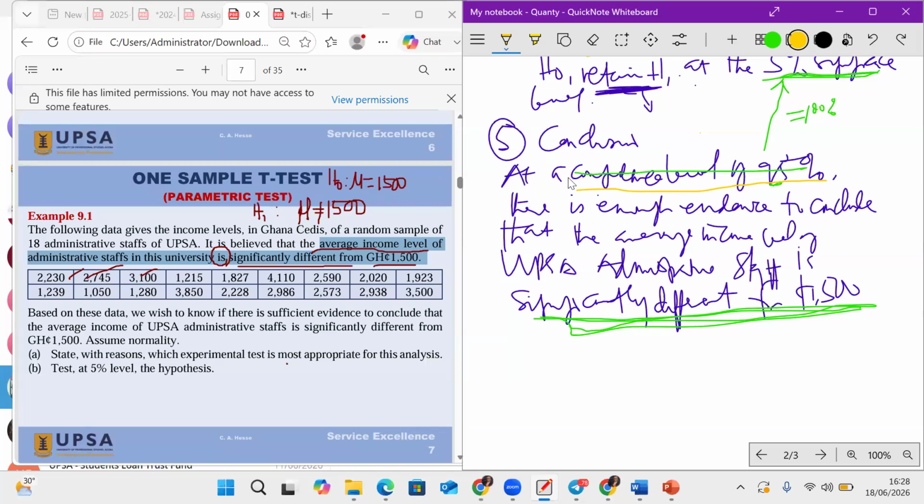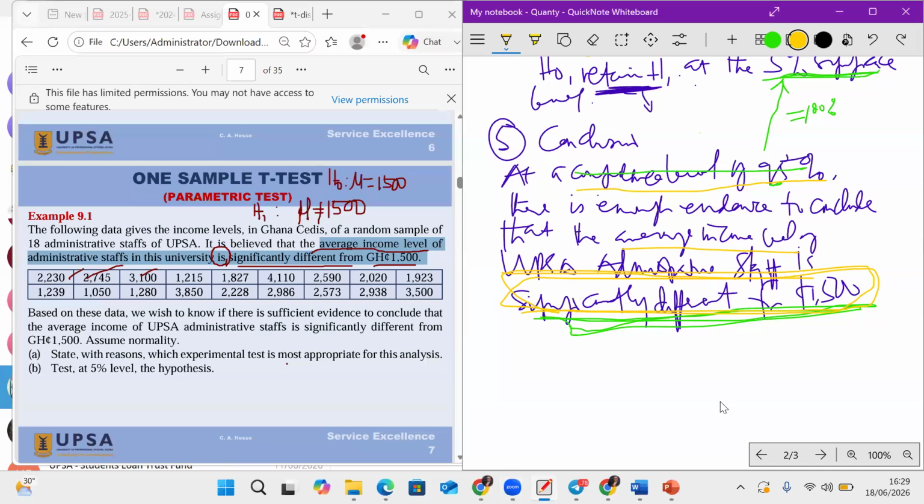So we said at a confidence level of 95%, based on our decision, there is enough evidence to conclude that the average income level of UPSA administrative staff is significantly different from 1,500. Now we are confirming what they said is true based on the test we've conducted. Are you getting it?